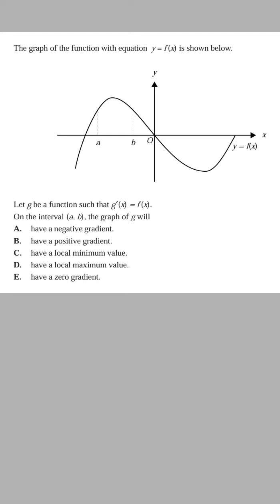If the function g'(x) is equal to f(x), then we can also say that this graph is the graph of g'(x), which is going to be the gradient function of g(x). On the interval from a to b, we're looking at this part of the graph, which is above the x-axis. It's got positive y values, which means the gradient of g(x) from a to b is going to be positive, and so the answer is going to be option B.